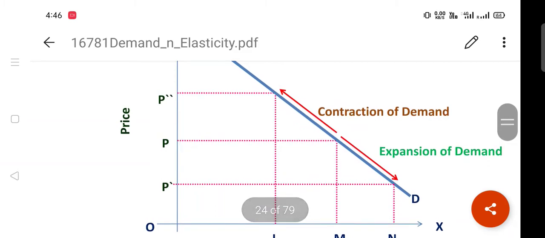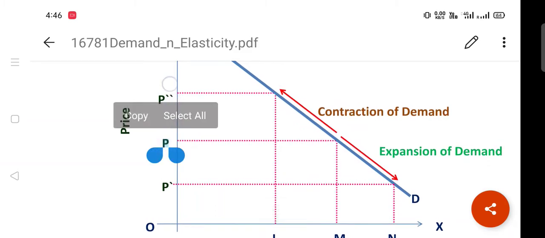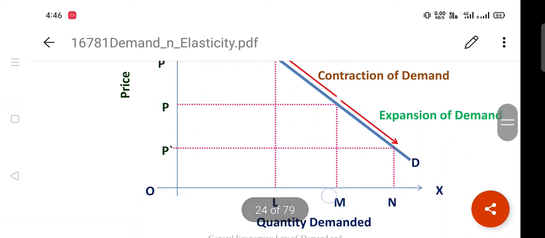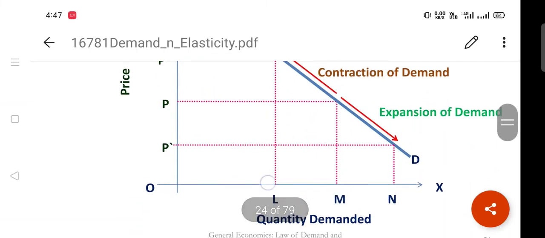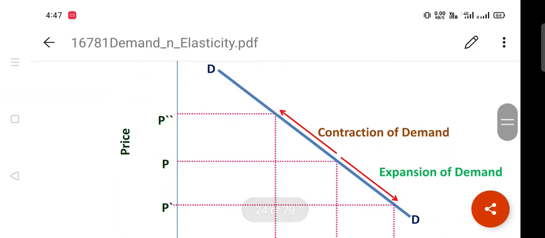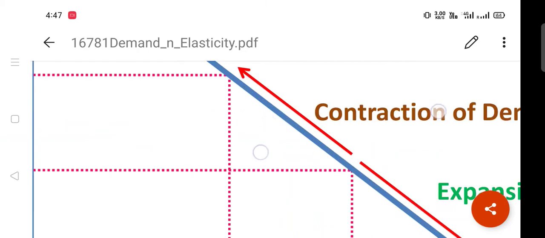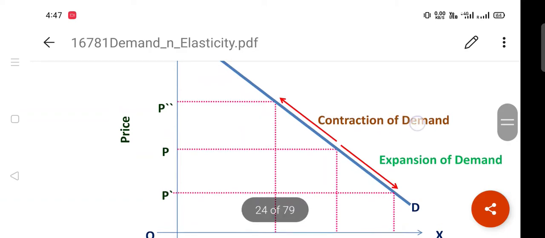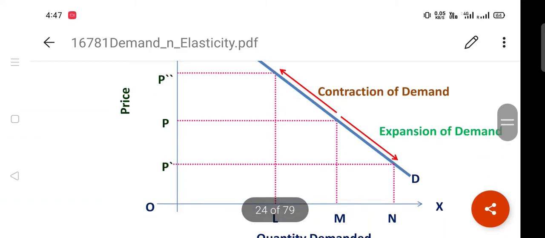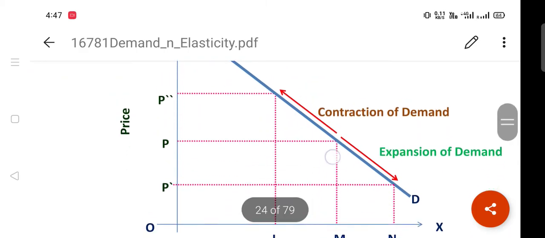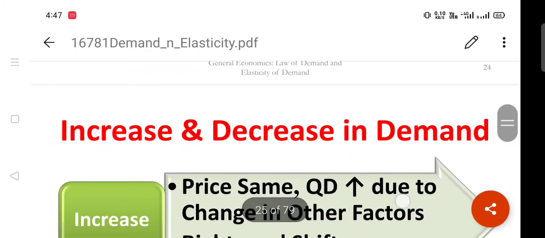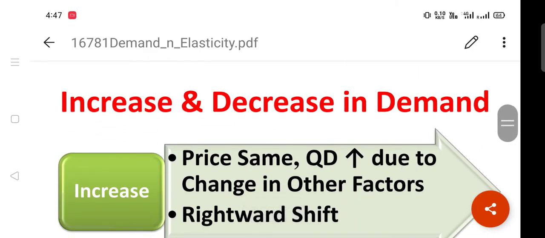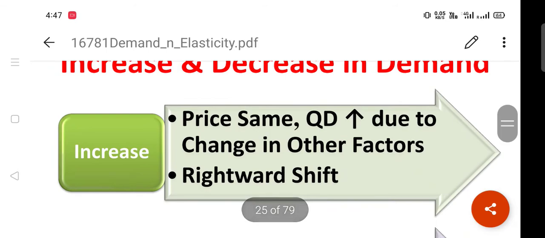whereas the initial price P is rising from P to P double dash, resulting in a fall in the quantity demanded from M to L. So from the initial stage to the upward, this is known as contraction of demand. Expansion of demand is downward, whereas contraction of demand is always upward. So this is contraction and expansion of demand on the same curve.